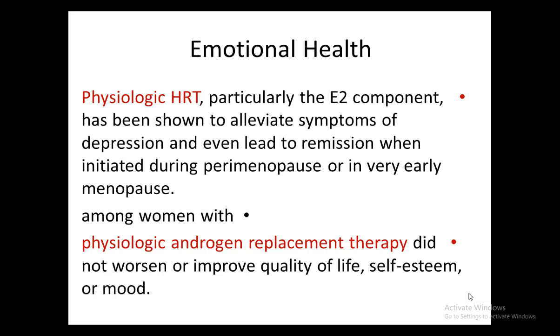Other sequelae: emotional health. Physiologic HRT, particularly the E2 component, has been shown to alleviate symptoms of depression and even lead to remission when initiated during perimenopause or very early menopause. Among women, physiologic androgen replacement therapy did not worsen or improve quality of life, self-esteem, or mood.